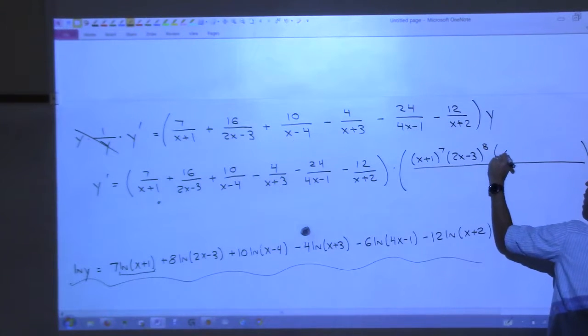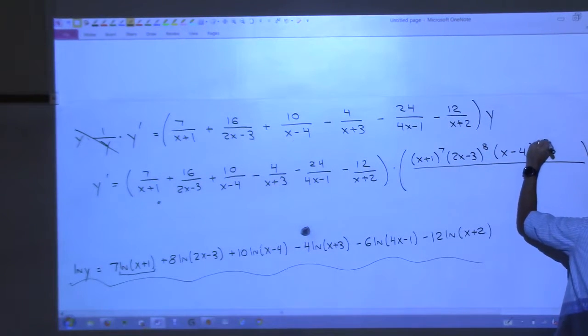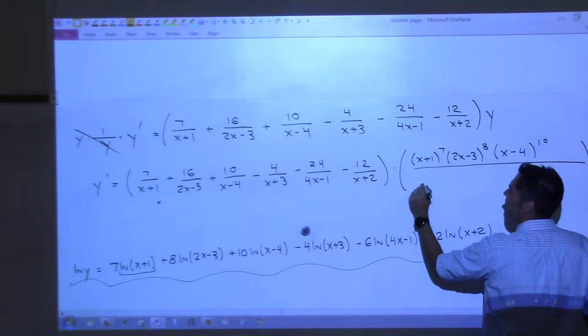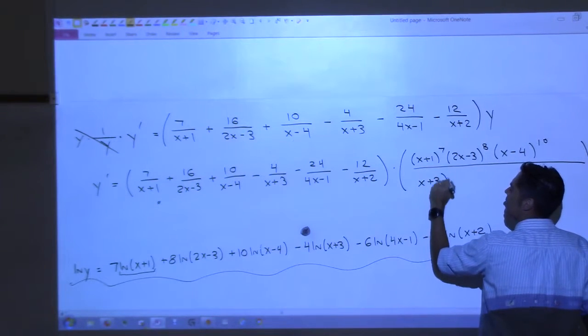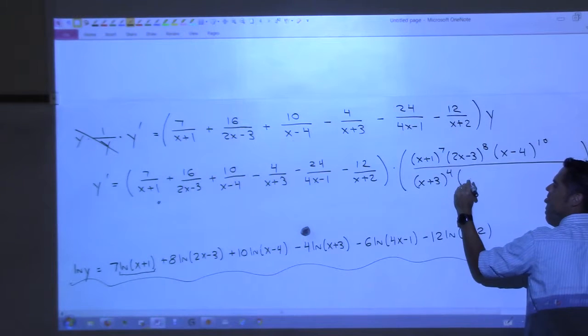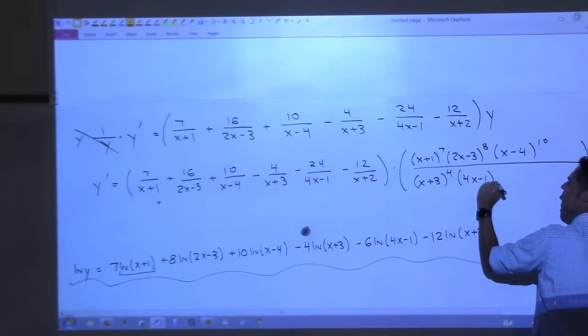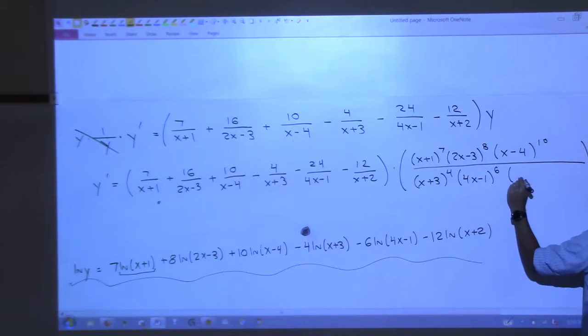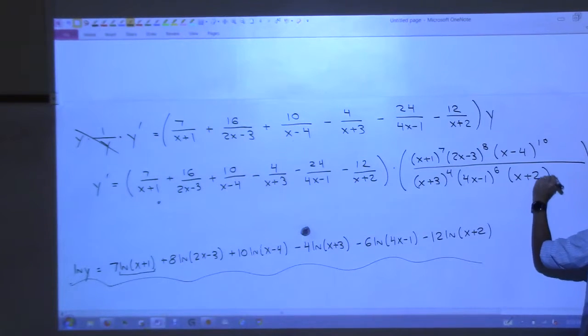This should be (x − 4)^10. And then this should be (x + 3)^4. And then this one should be 4, 6. So (4x − 1)^6. And then this one should be (x + 2)^12, right? Okay.